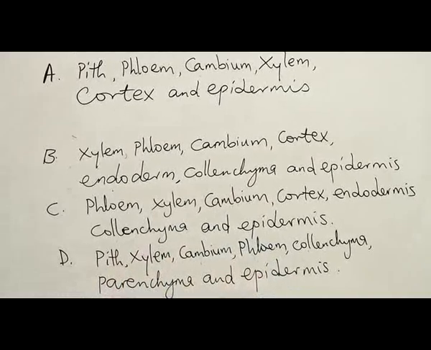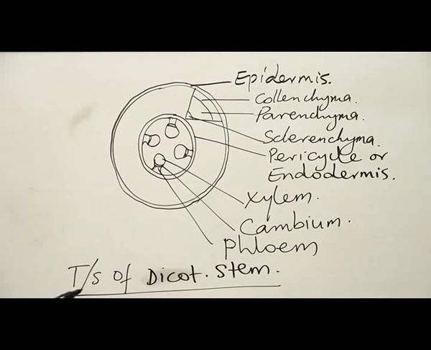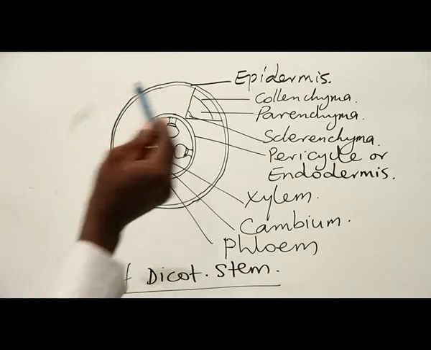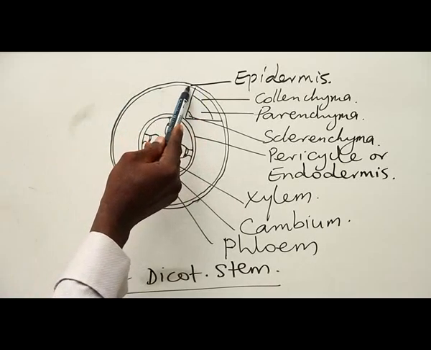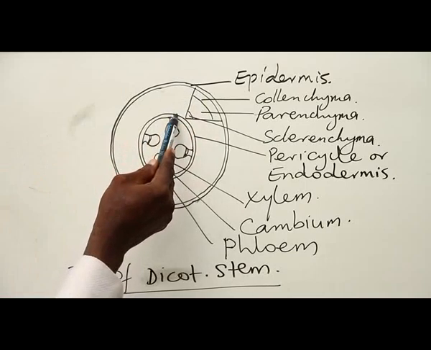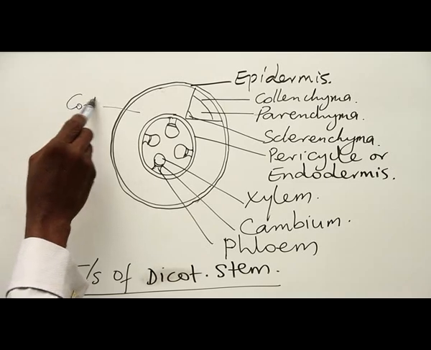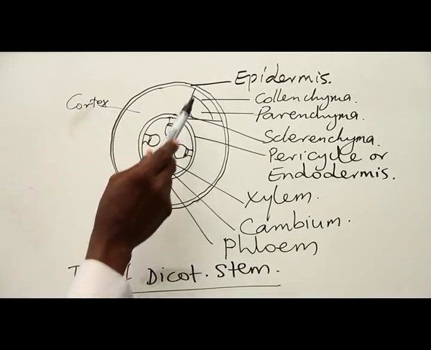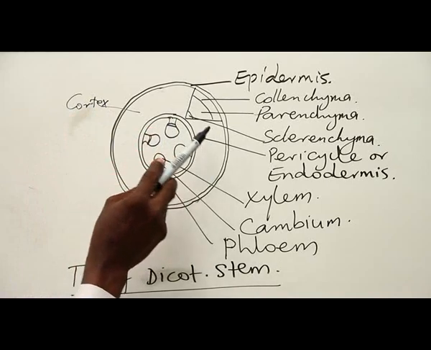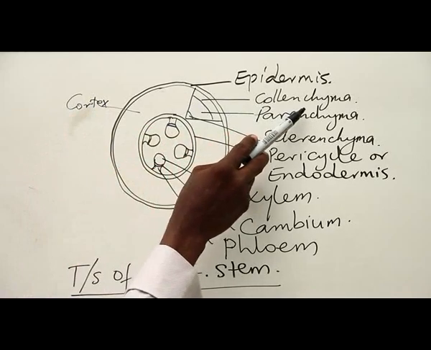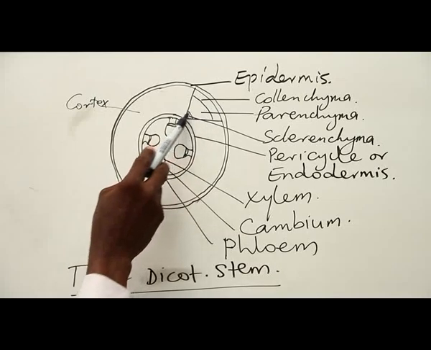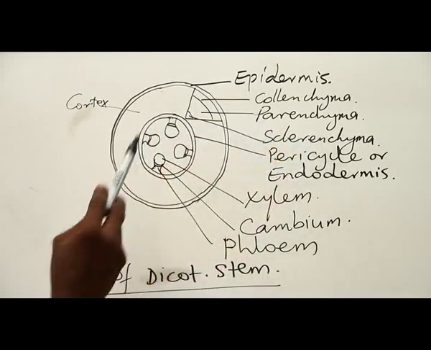This type of question, you have to understand the anatomy of the stem. And so let's look at the diagram. This is the transverse section of a dicot stem. Now, from outside we have the epidermis. After the epidermis you have the cortex. This area is the cortex. Now, if you look at the tissues inside the cortex, you can find collenchyma, then a wide middle area that is parenchyma.